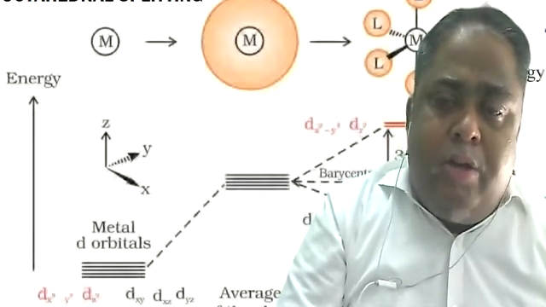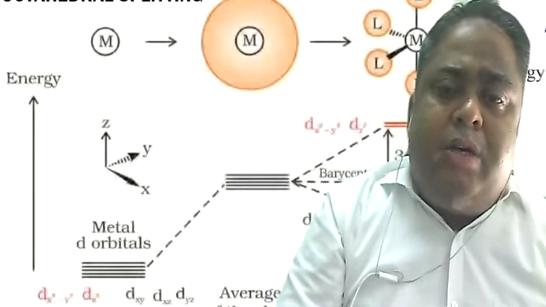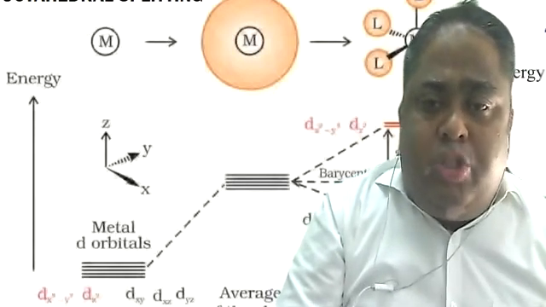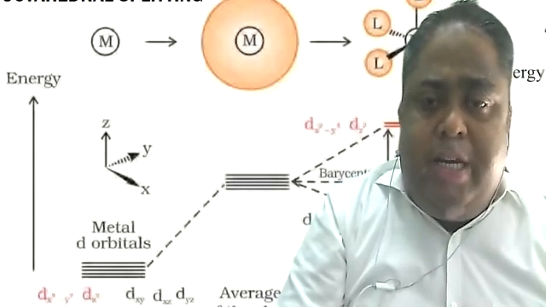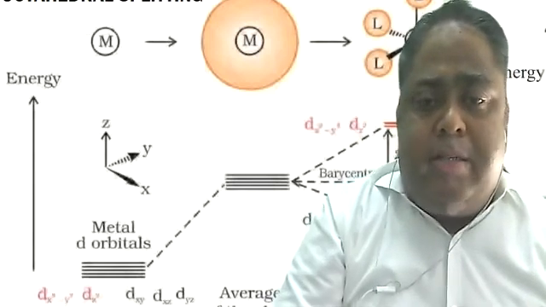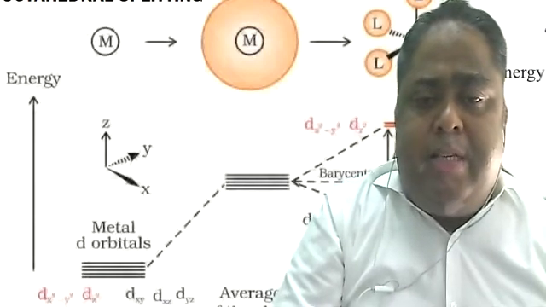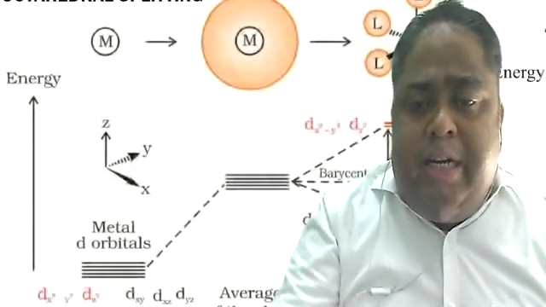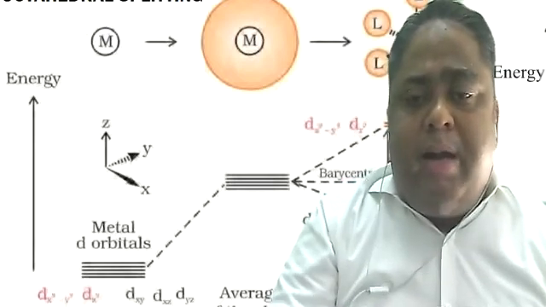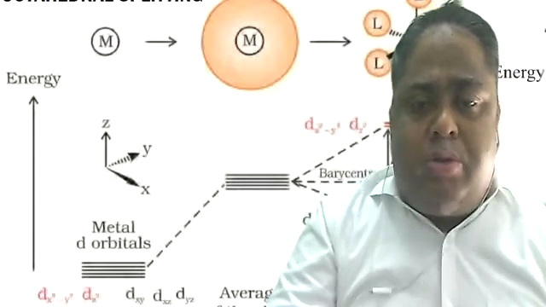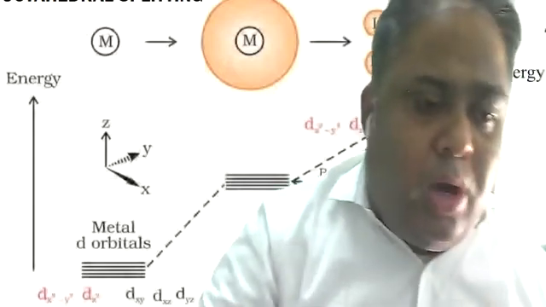So the coloration of the complex is due to the transition of electrons between t2g and eg in an octahedral complex. But in a tetrahedral complex, what happens? The splitting takes place the other way, in which eg becomes the lower energy level and t2g goes to the higher energy level. I'll just show you how it is.